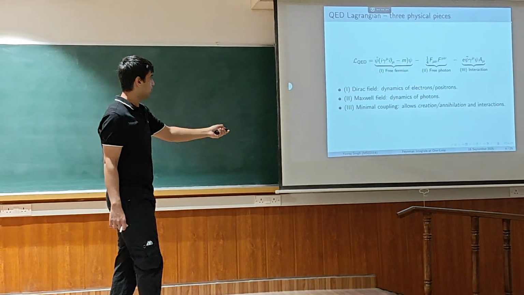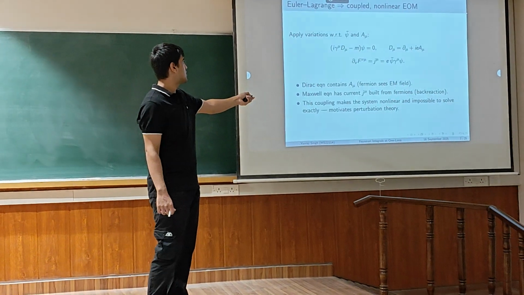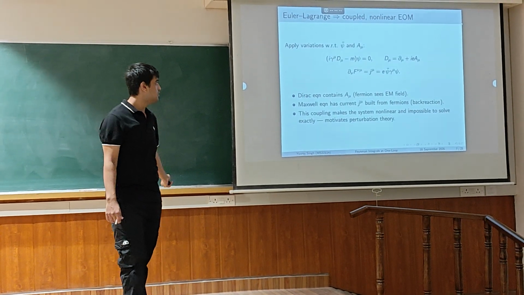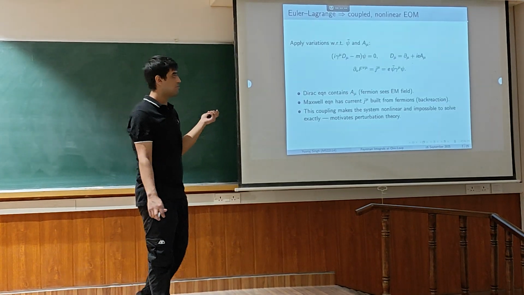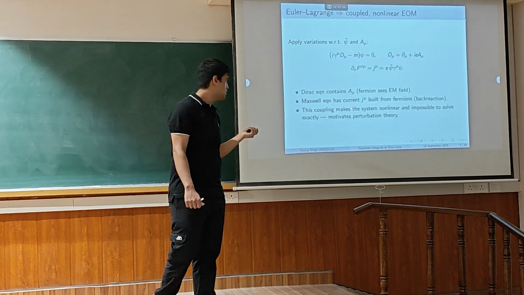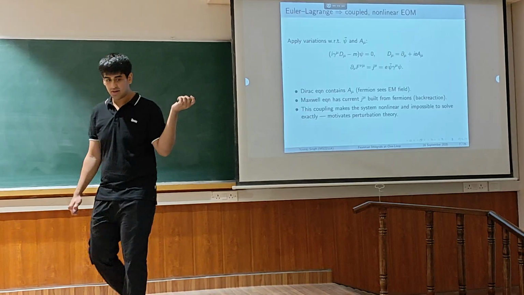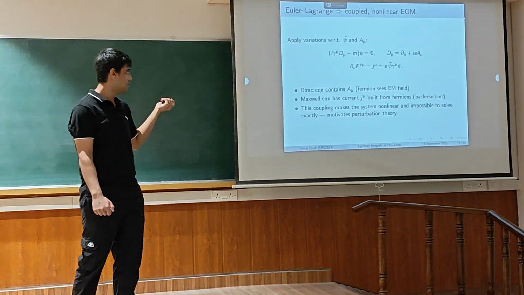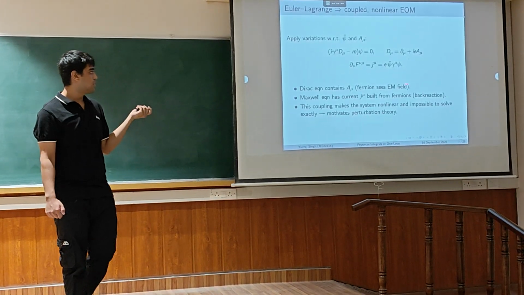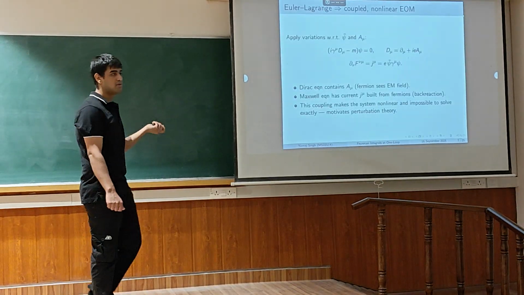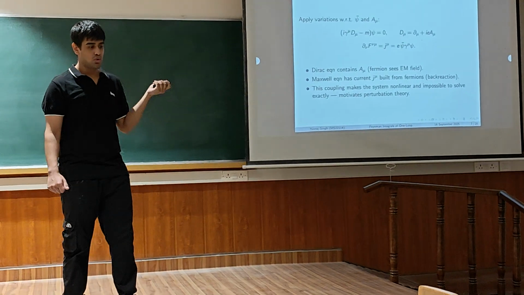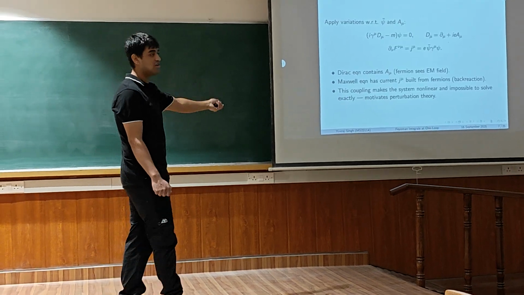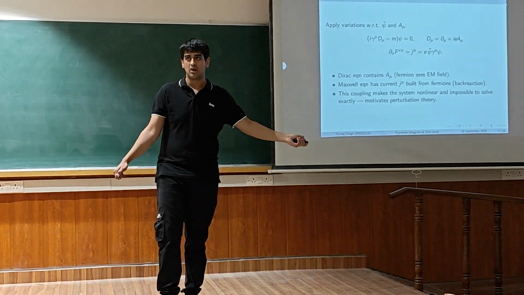So we see there is a coupling between the equations. When we solve the Euler-Lagrange equation, we see that for the Dirac equation, there is an A term which comes from the photon, and for the Maxwell equation, there is a J mu, which is the current density term, which comes from the fermions. So there is a coupling between the two equations, and there is no way to solve them exactly. So this further motivates the use of perturbation theory.